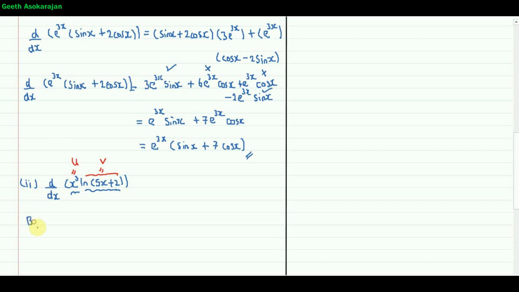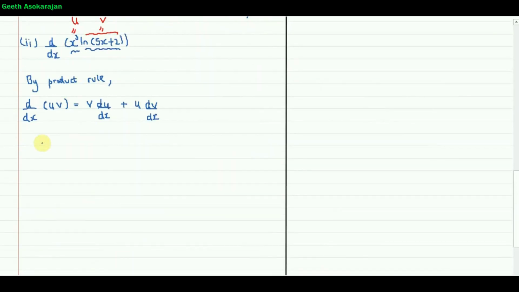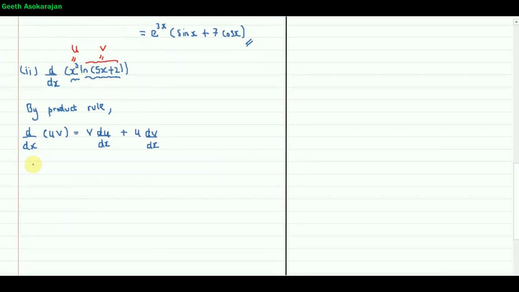So by product rule, remember the rule, d by dx of uv, where u and v are functions of x, that is the same as v du over dx plus u dv over dx. So u in this case is x cubed, so let's do a side calculation. U being x cubed, so du over dx, if I differentiate x cubed, that being 3x squared.